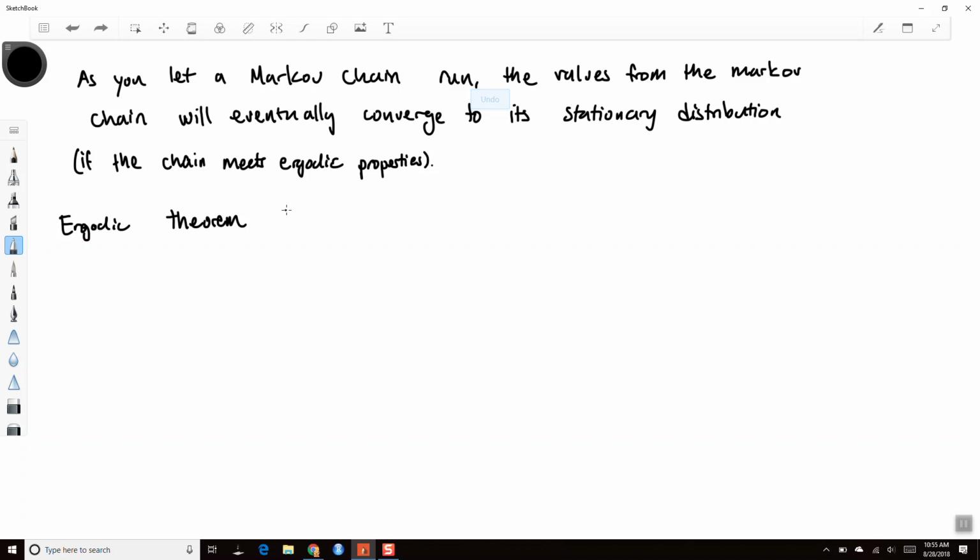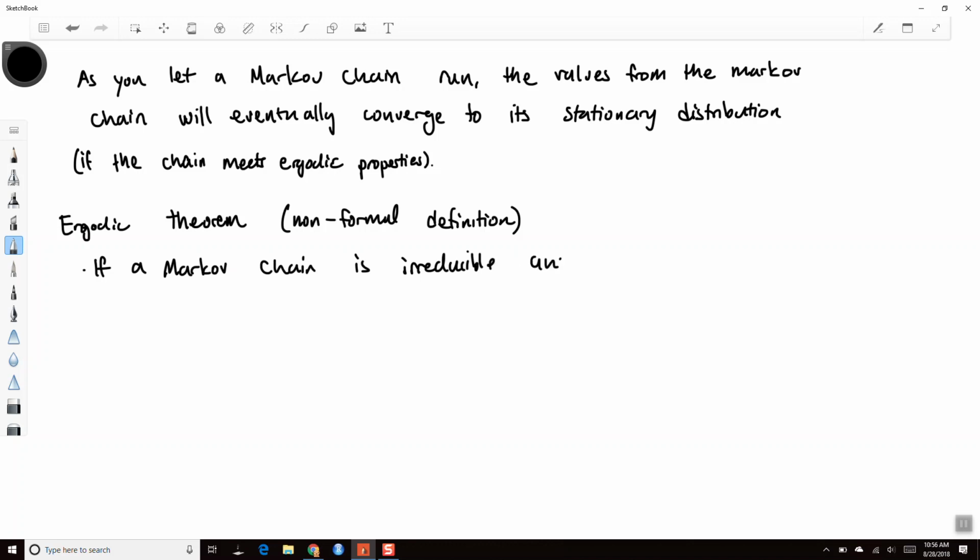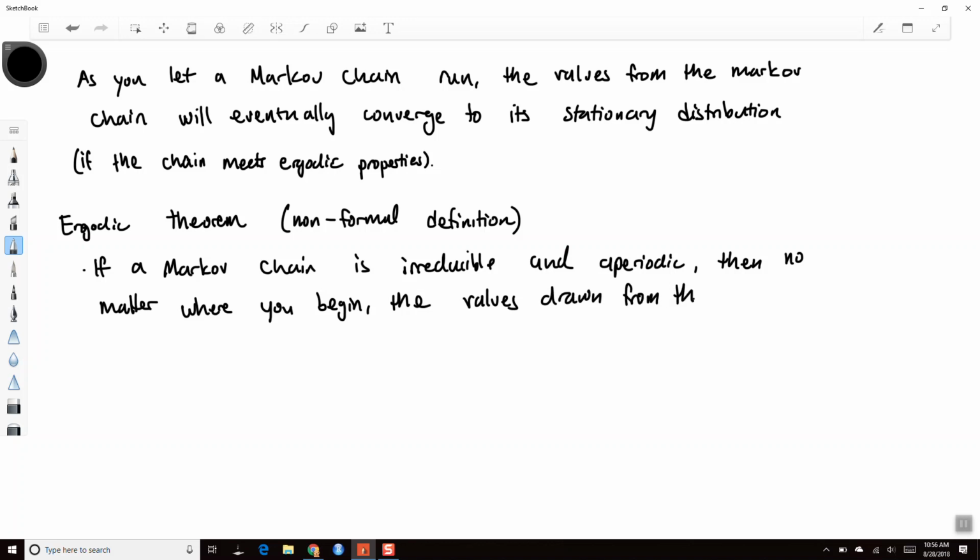And this will be kind of just a loose, non-formal definition, which is basically: if a Markov chain is irreducible and aperiodic, then no matter where you start, the values drawn from the chain will converge to its stationary distribution.